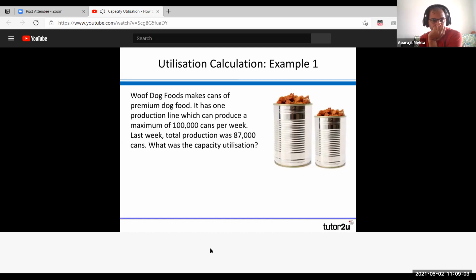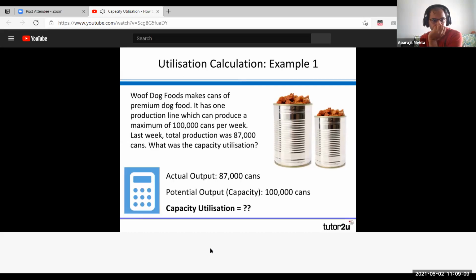Pause the video if you wish and have a go at calculating it, then we'll have a look at the answer. Well, of course, we've got most of the information that we need here, haven't we? In fact, all of it. We're told the actual output of 87,000 cans. We're told the potential, i.e. the capacity, of 100,000. So we simply divide 87,000 by 100,000 and multiply it by 100. And if we do that, it comes out as 87%.